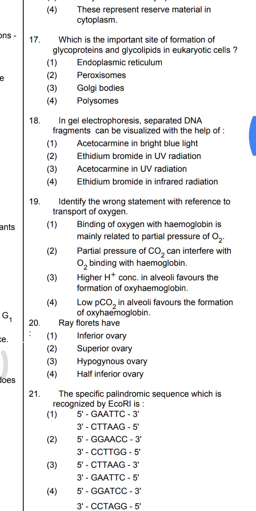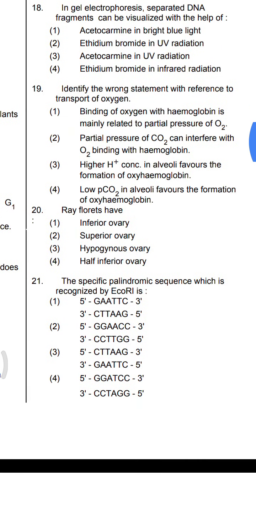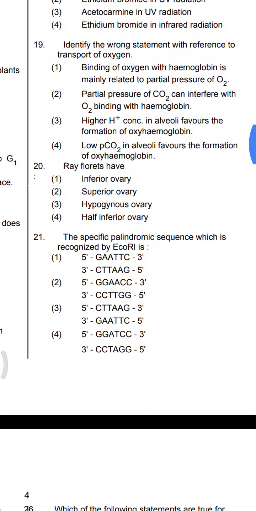20th question. Ray florets have: option 1, inferior ovary. Option 2, superior ovary. Option 3, hypogynous ovary. Option 4, half inferior ovary. 21st question. The specific palindromic sequence which is recognized by EcoRI is option 1, 5'-GAATTC-3'. Option 2, option 3 and option 4 as I have mentioned in this way.